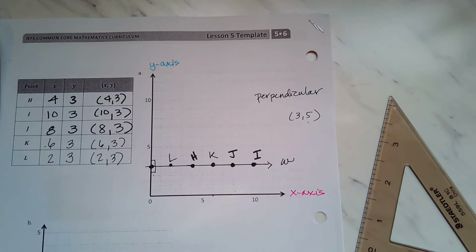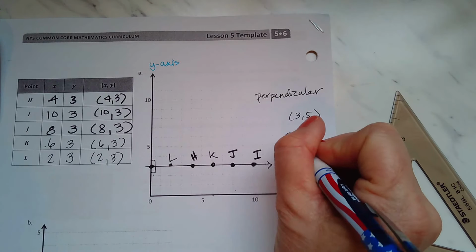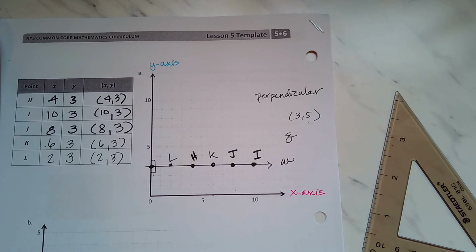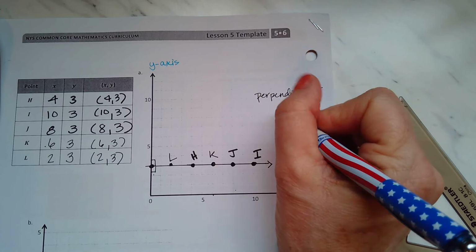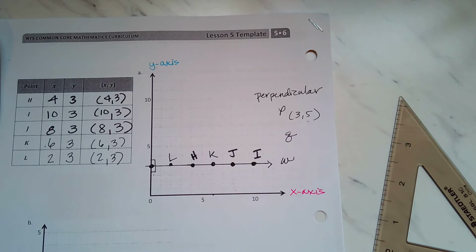So what would yours look like? Where would you choose to have your y? Go ahead and do that right now. And then call that line Q. So you're going to make a Q and then make one more and call it P. And then write down your coordinates for each one.